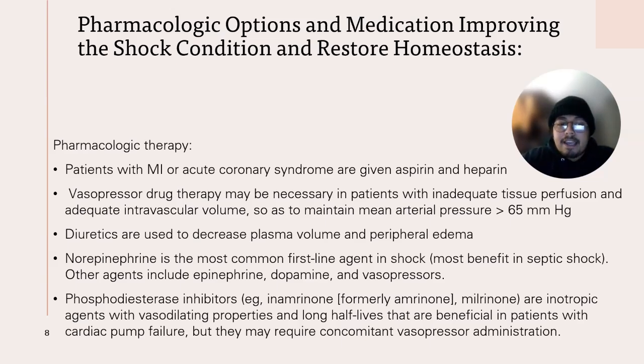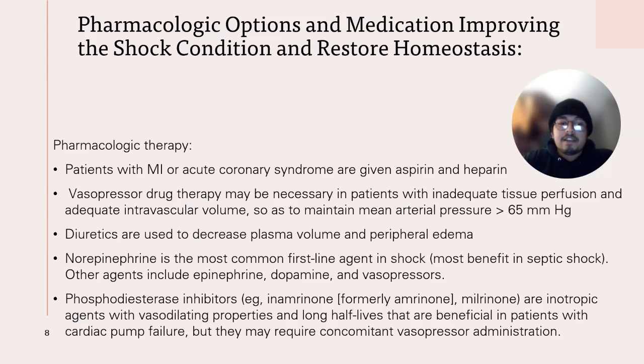Again, also keeping an eye on any of the electrolytes that could cause more problems and cause even longer periods of arrhythmias to occur. Norepinephrine is the most common first-line agent in shock. It is of most benefit in septic shock, but other agents include epinephrine, dopamine, and vasopressin.